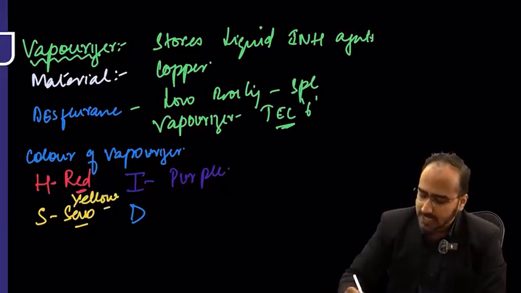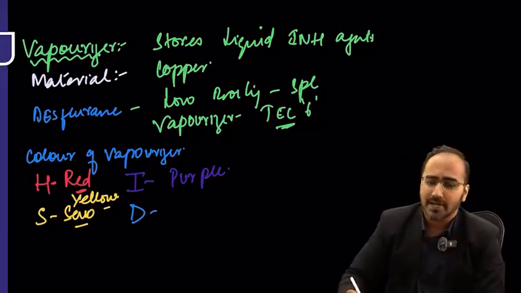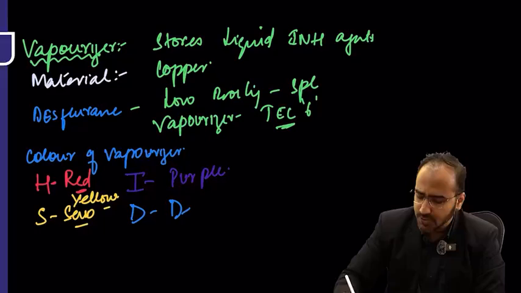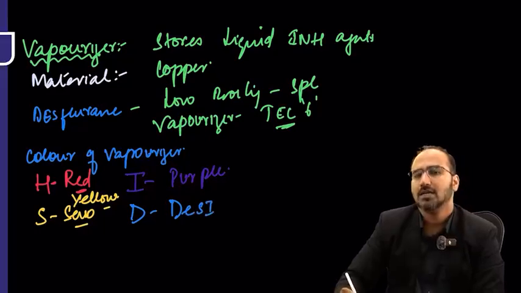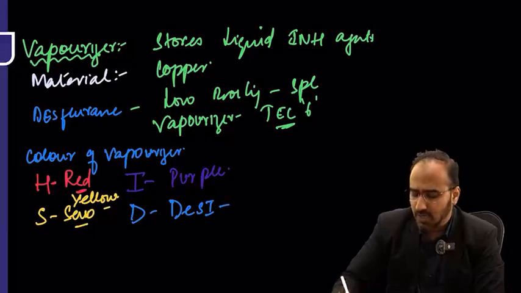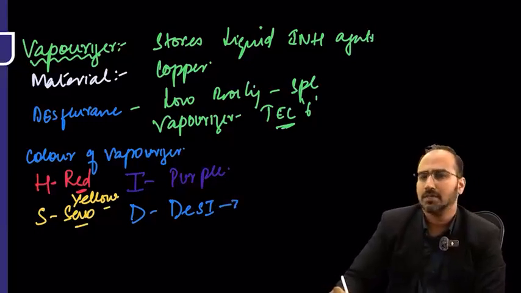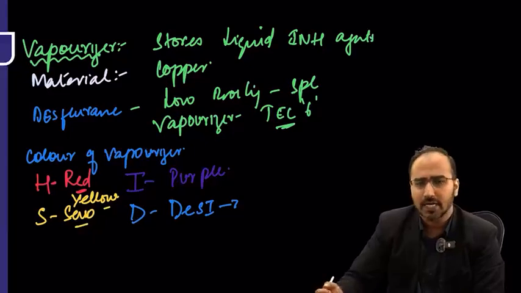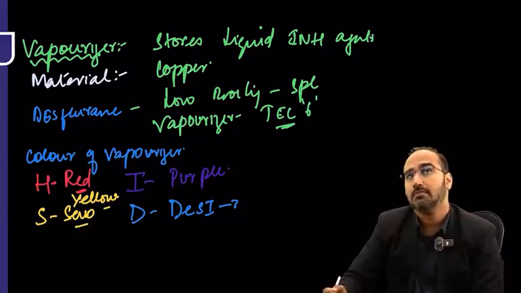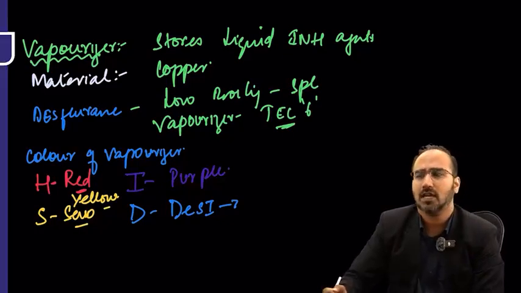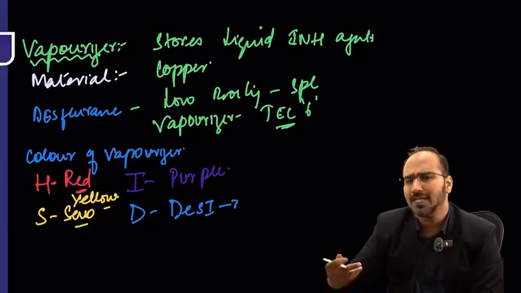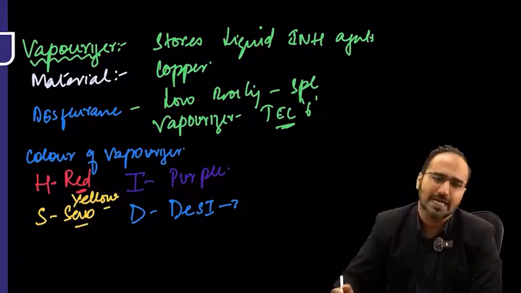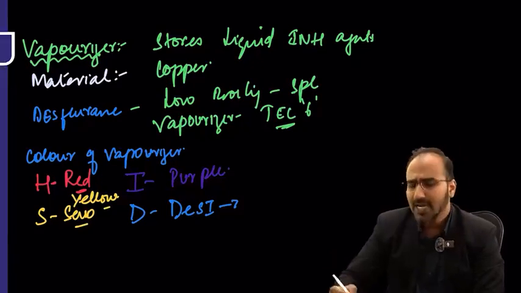The last one, guys, is desflurane. What's the color of the desflurane vaporizer? Remember, guys, Des. I used to remember Des as Desi. Desi means what? In America, in the US, or in the UAE also, they call people from India, Pakistan and Bangladesh Desis. But in the US and all, usually Desis are the persons who belong to India. Desi means Indian. So remember, guys, desflurane, Desi.